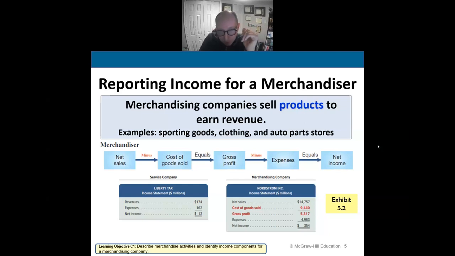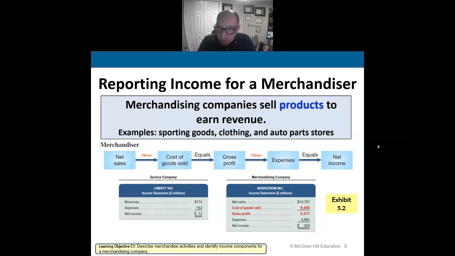So that's how it works in real life. But let me go back to my water example. I'm Costco. I sell you a bottle of water for a dollar. It cost me 10 cents, okay, for that bottle of water. So that means my gross profit is 90 cents. A dollar minus 10 cents cost of goods sold equals 90 cents, my gross profit. And of course, I have some expenses. So my net income is probably 50 cents.